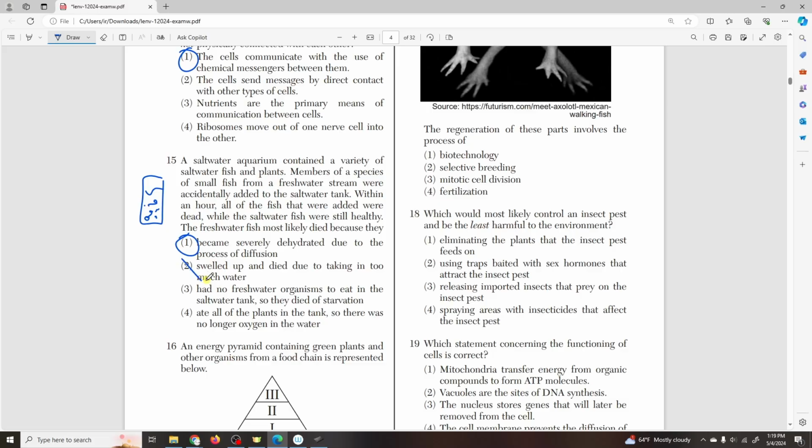Number 2 is wrong because salt would do the opposite. It wouldn't cause you to take in too much water. It would cause the water to leave, right? Had no freshwater organisms to eat in the saltwater tank. Starvation has nothing to do with this. It has to do with the salt, right? And I guess I'll explain it further.